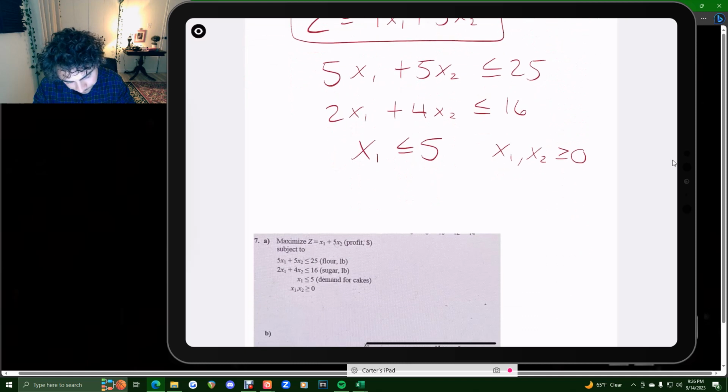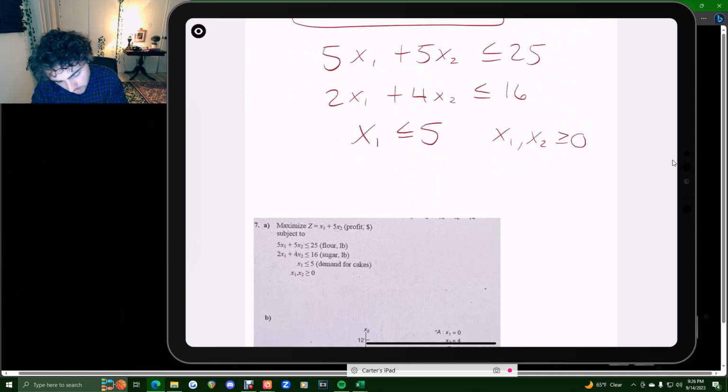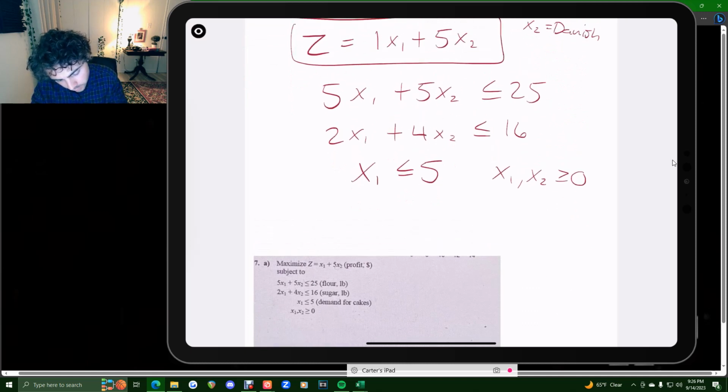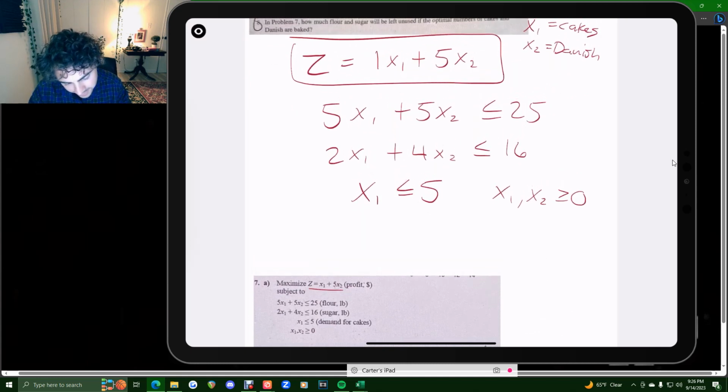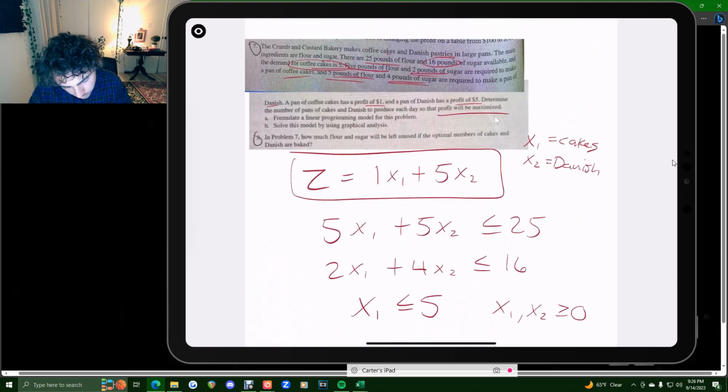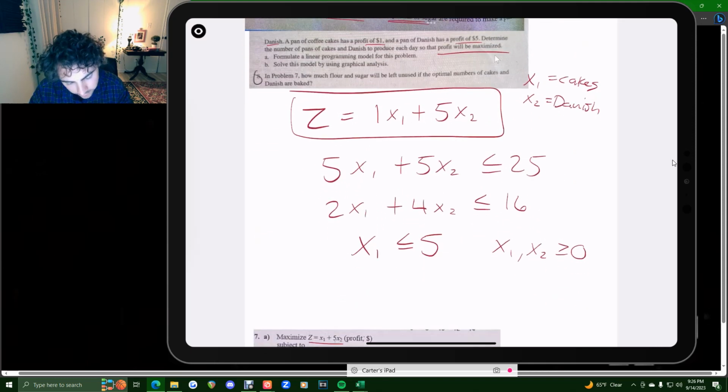Let's see how we did. We have the answers here. The profit, the Z, we have 1x1 plus 5x2. Yep. We have the flour. Looks good. The sugar. We have the demand for cakes. Yep, and we got that. We nailed it. Okay. So now, with the graphs, solve this model, graphical analysis.